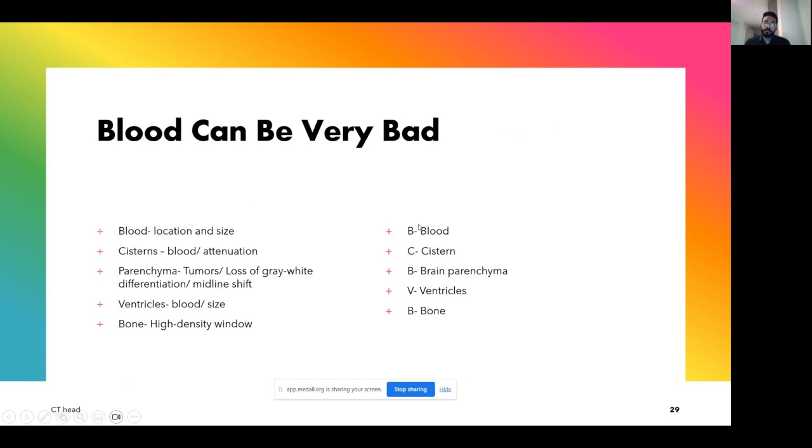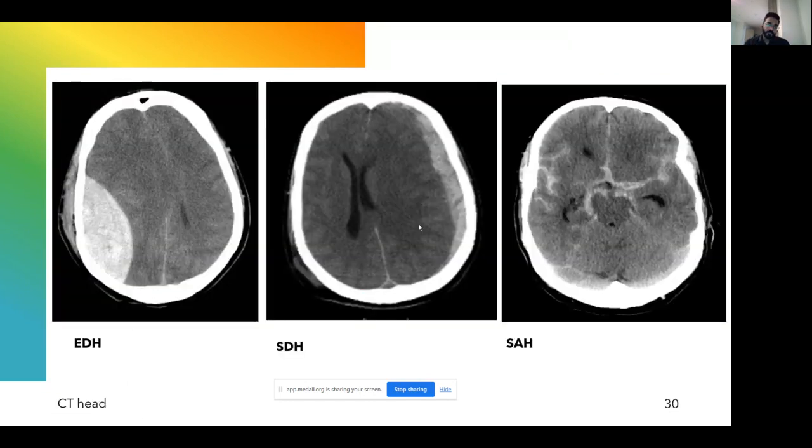Obviously, when you look at blood, the most important thing is where is the blood located? How much bleeding is there? So let's look at the different types of bleeding that you can see in intracranial bleeding. So the first one here is a very nicely convex lens-shaped structure, lens-shaped bleeding that you can see.